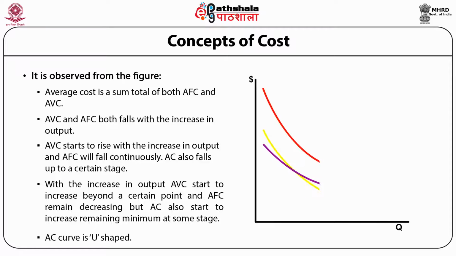The AC, that is the average cost curve, is U-shaped because it is a combination of average variable cost and average fixed cost. In the short period, average cost curves are U-shaped, which shows initially it falls and after reaching the minimum point, it starts rising upward.